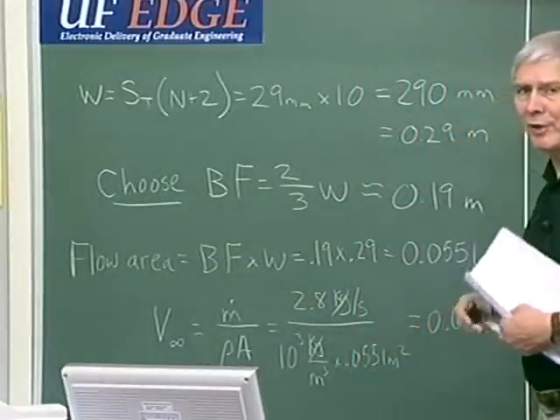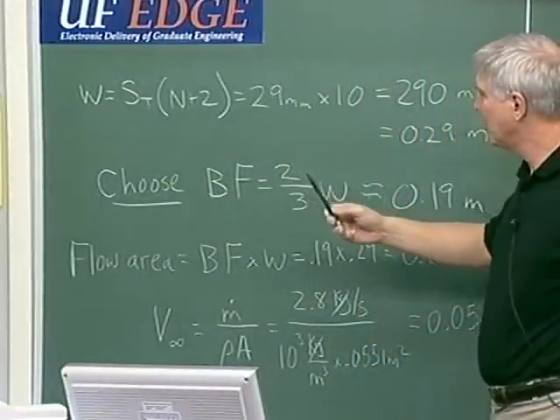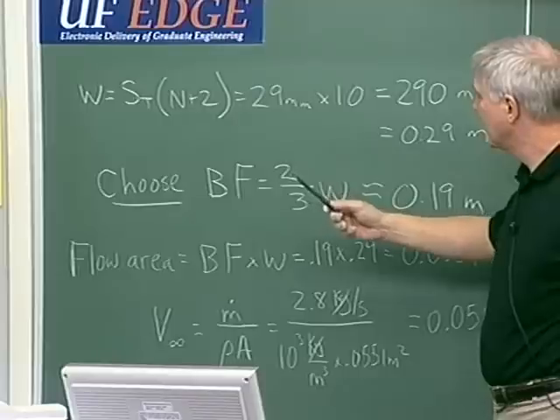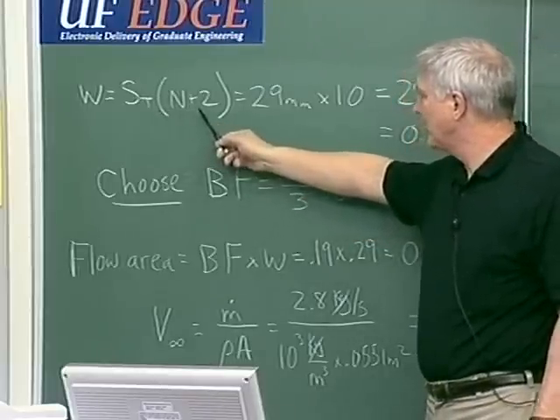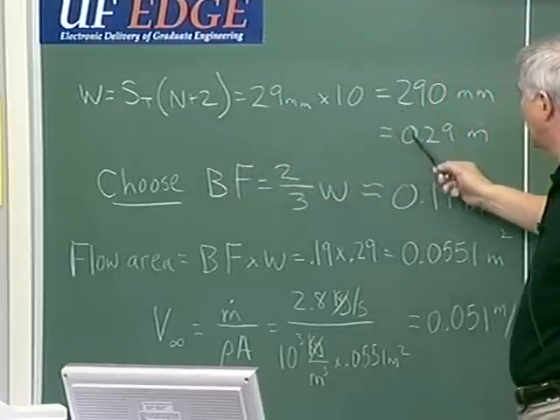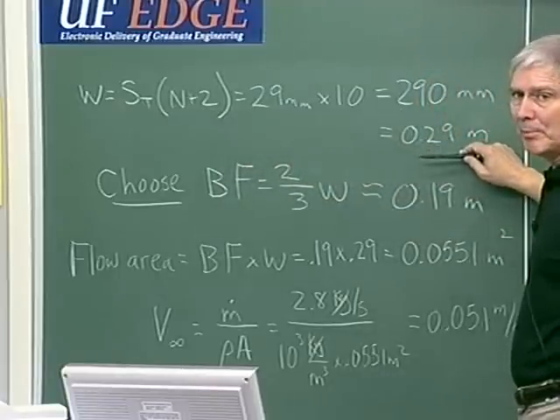Okay, so first of all, the width. We've already chosen the transverse pitch is 29 millimeters. So the width of it is going to be ST times N plus 2, and we calculate that, and it ends up being 0.29 meters.